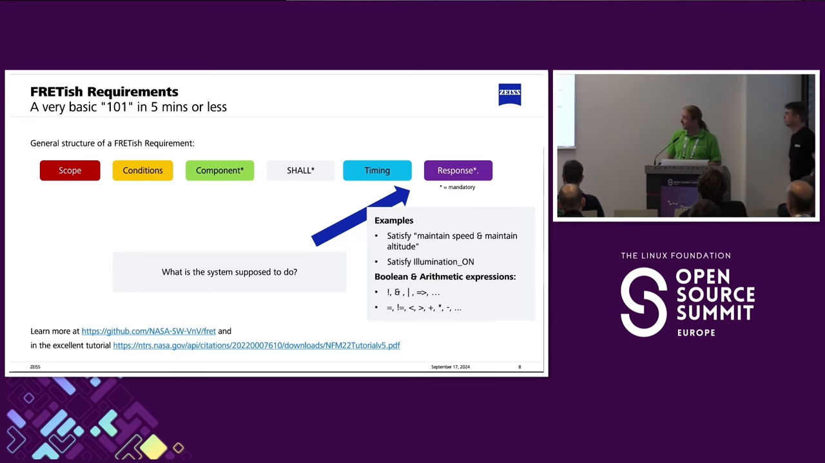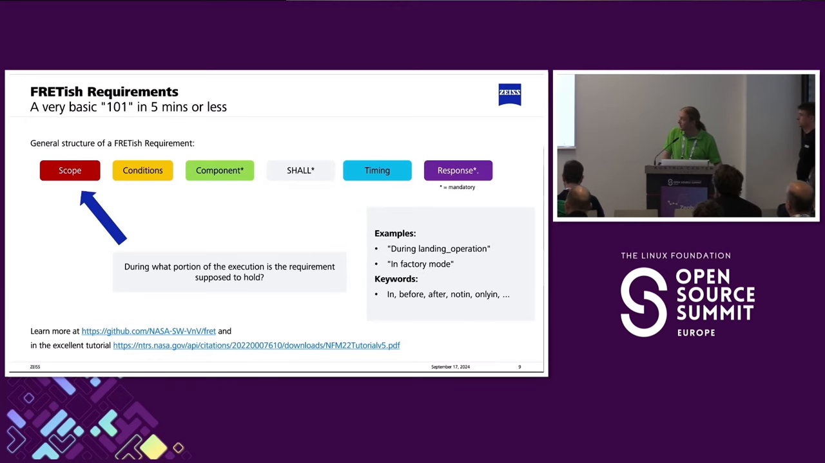And the response is what happens, or what is the system supposed to do? And these are typically the satisfy relations that Christian already mentioned. What properties does the system need to satisfy? And the FRET syntax, the FRET tool, allows you to also work with Boolean and arithmetic expressions. So the requirements, as you will see in the examples I will show you a bit later, are not natural language. They are more formal than a natural language requirement is. But you get benefits from doing this.